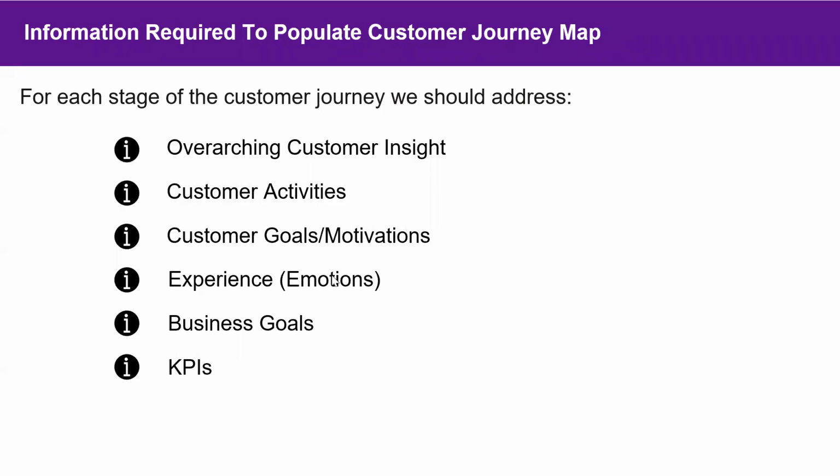Okay, so in terms of the information required to populate a customer journey map, we should be using our methods to address a couple of different things. So again, what's that overarching insight? We talked about that a little bit on the previous slides. What are the customer activities? What are they doing? What are the behaviors? What are their goals and motivations? What are their experiences, their emotions? What is their emotion coming into this phase? What's their emotion coming out of this phase, the end state, the need states and the end states, if you will? Of course, what's the business goal? And then how are we going to measure this? What are the KPIs?